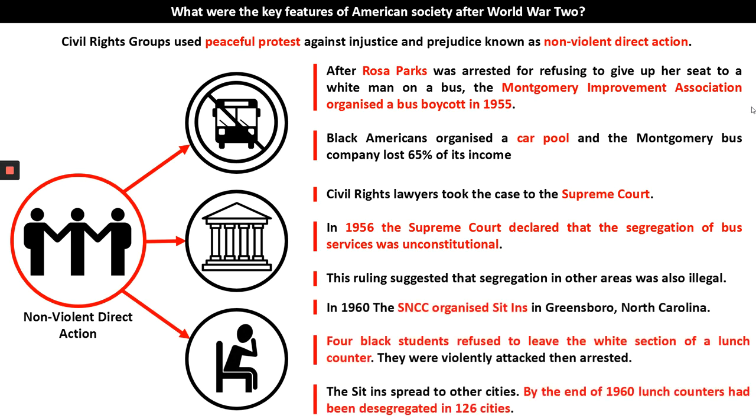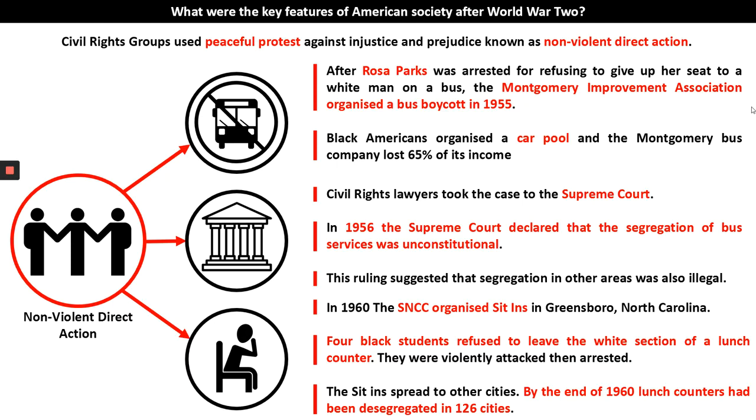Finally, then in 1960, SNCC, or the Student Nonviolent Coordinating Committee, organized sit-ins in Greensboro, North Carolina. A sit-in essentially is where students refused to leave the white section of a lunch counter. They sat as black students in a white section of a lunch counter, and they refused to move until they were served. Now, some white Americans were also involved in SNCC as well, and so they were also present in the sit-ins, and this group were violently attacked and then arrested.